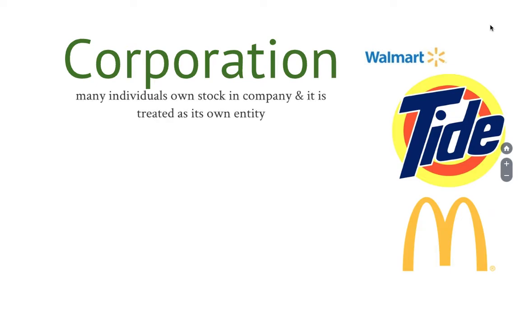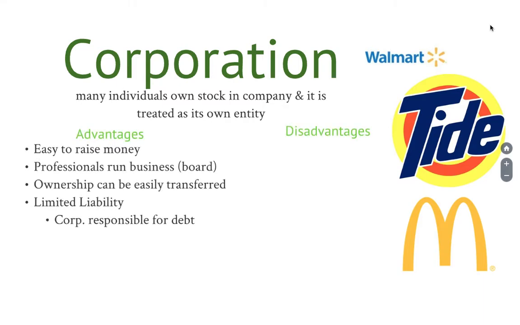In a corporation, the company is treated as its own entity, and it is owned by stockholders. The advantage is it's easy to raise money because people just buy stock in your company. It's run by a board of directors, which are professional businessmen. Ownership is easily transferred by buying and selling stock. There's limited liability because you are not the person. Just because you're a stockholder doesn't mean you have responsibility to fix products.